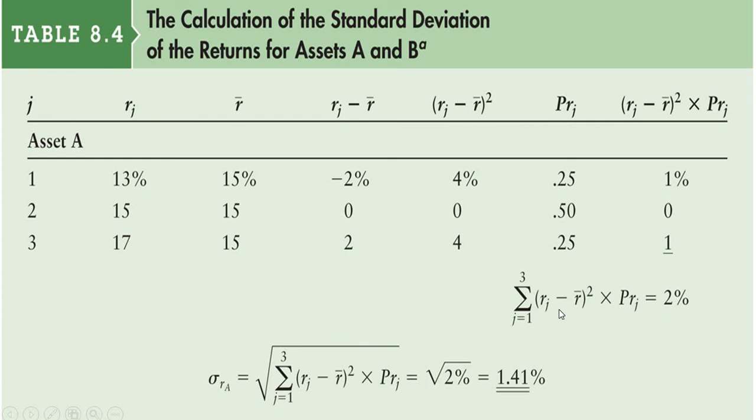So the variance for asset A is 2%. If we take the square root of 2%, we'll find 1.41%. So the standard deviation of asset A is 1.41%.